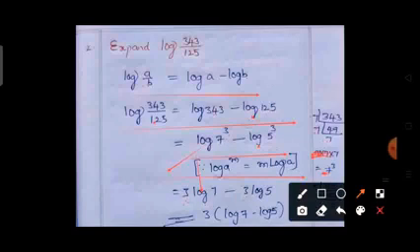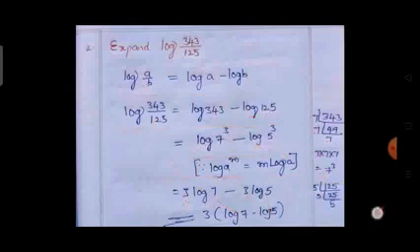By using these logarithmic laws, we can express this sum like this. Here 3 and 3 are common, with log 7 and log 5. So 3 is the common factor for both. So we get the answer: 3 into (log 7 minus log 5).